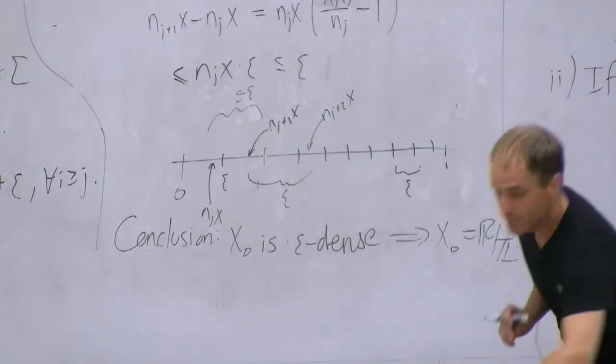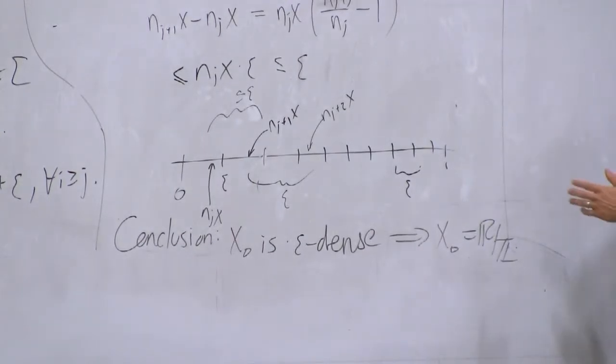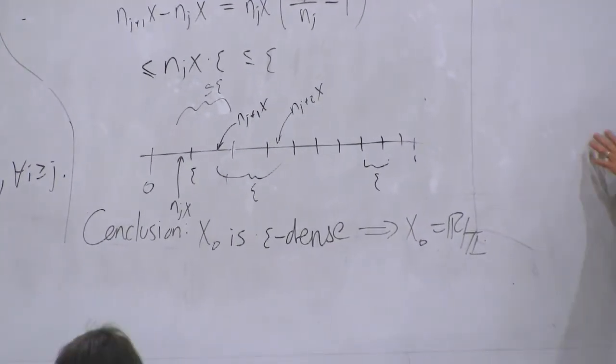So case 1b is also the case where x naught contains a rational point, but one whose denominator doesn't satisfy that condition.